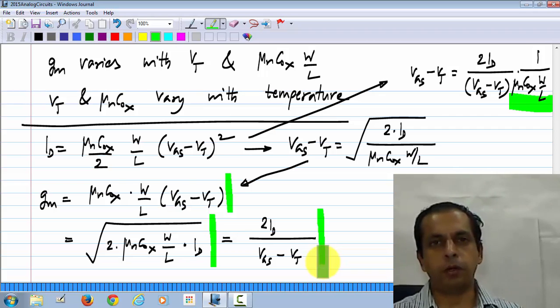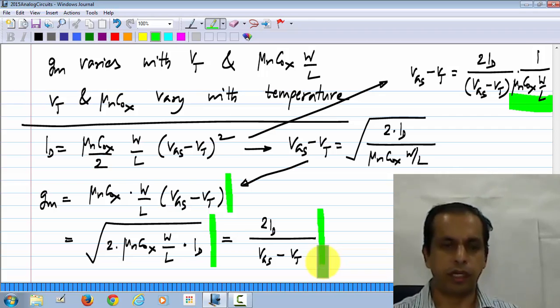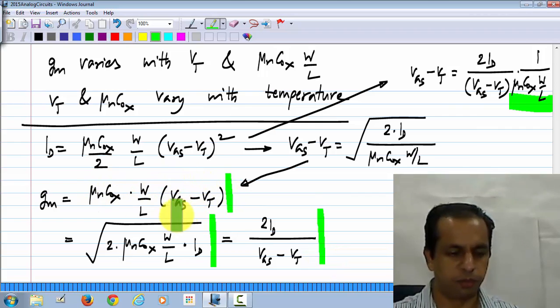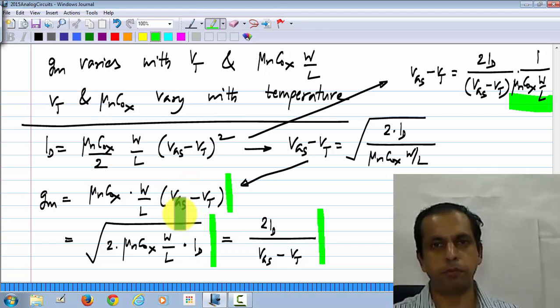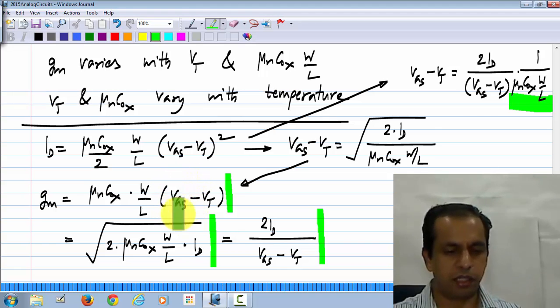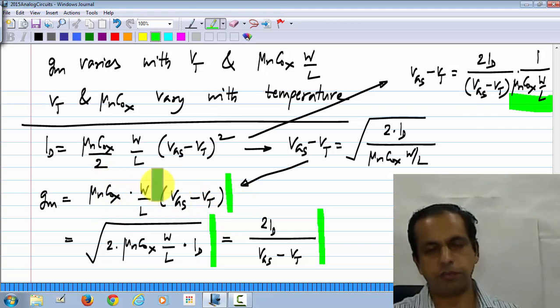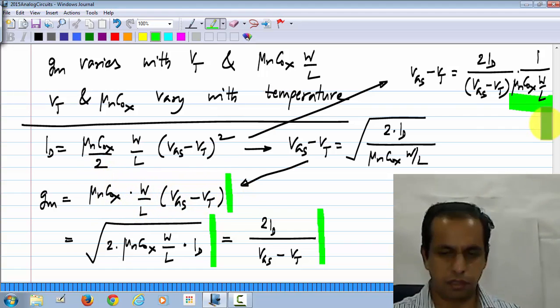If we hold VGS fixed, then clearly it makes sense to use this. There are no other hidden variables, there is only one VGS, which is the operating point term in here, and that is fixed. So then you use this, it's very easy. If you know the current factor and the threshold voltage, you can find out the GM.